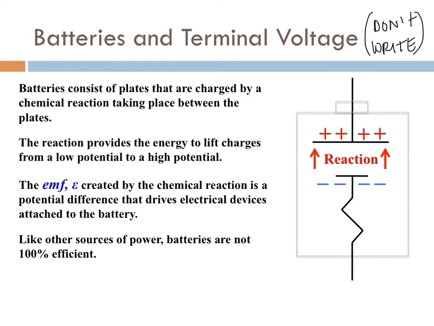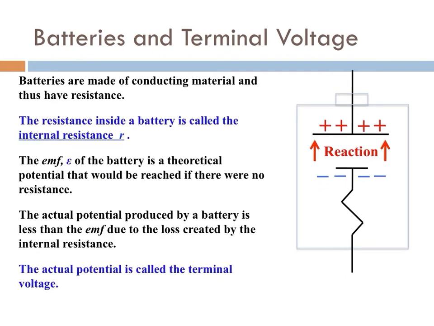So, batteries consist of plates that are charged by a chemical reaction taking place between the plates. The reaction provides the energy to lift charges from a low potential to a high potential. And the EMF, this is a part that we're going to focus on, created by the chemical reaction is a potential difference that drives the electrical devices attached to the battery. Like other sources of power, batteries are not 100% efficient. Since batteries are made of conducting material, they have resistance. And the resistance inside of a battery is called the internal resistance.